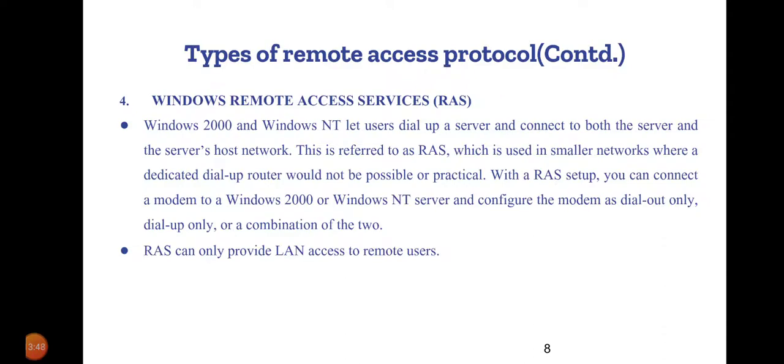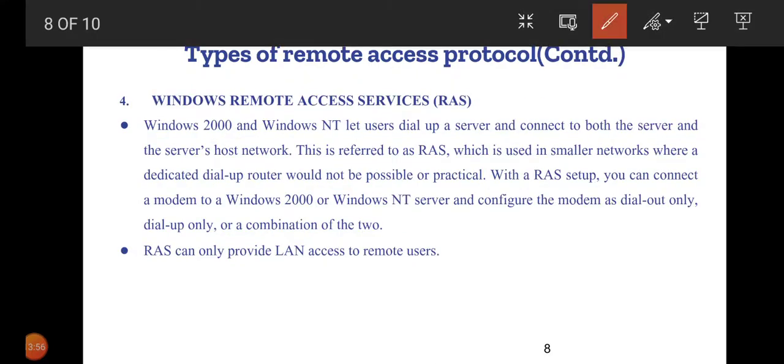Then we have remote access services, which was developed by Microsoft for Windows 2000 and Windows NT. It lets users dial up a server and connect to both the server and the server's host network. It is known as remote access services, and it is used in smaller networks. This is important. We can use remote access services in smaller networks where a dedicated dial-up router would not be possible or practical.